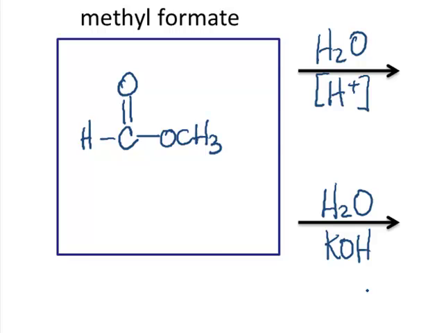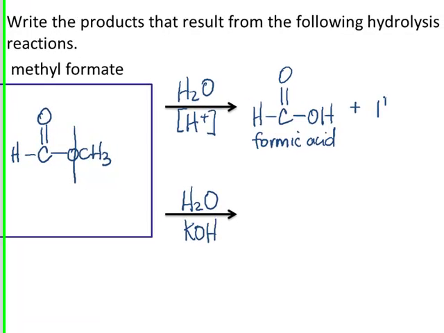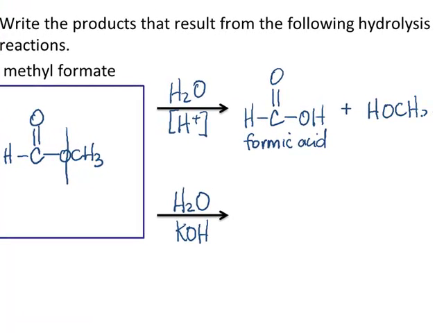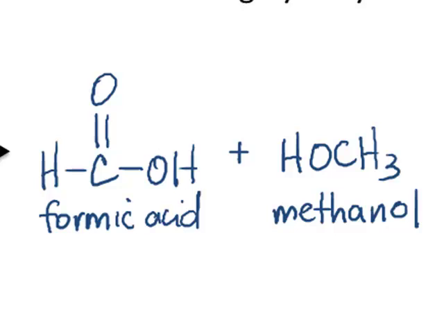In the acid-catalyzed hydrolysis of methyl formate, we'll get the two initial products that would have been used to synthesize this ester. That means that the carboxylic acid consists of just one carbon, and that would be formic acid. Or again, it could also be called methanoic acid. The other product will be the initial alcohol, which in this case would be methanol. So the products of acid-catalyzed hydrolysis of methyl formate are formic acid and methanol.